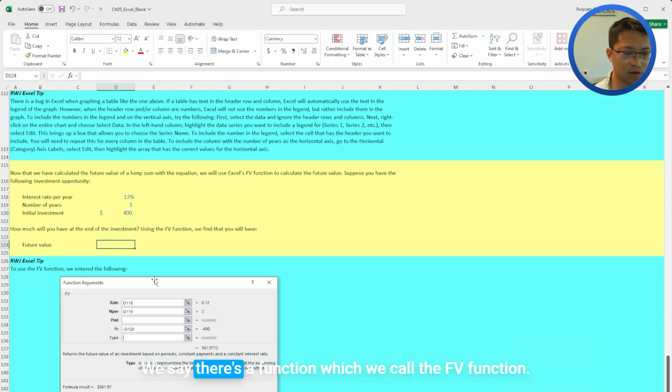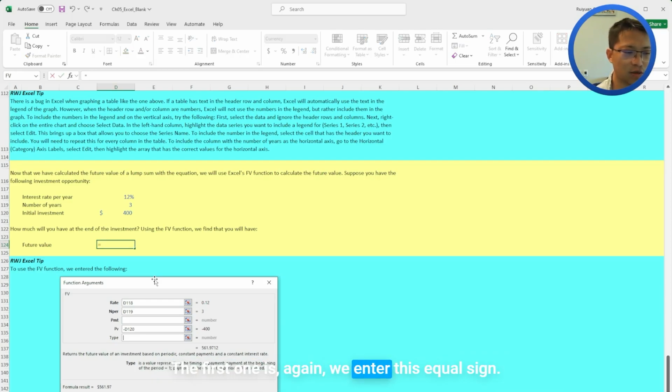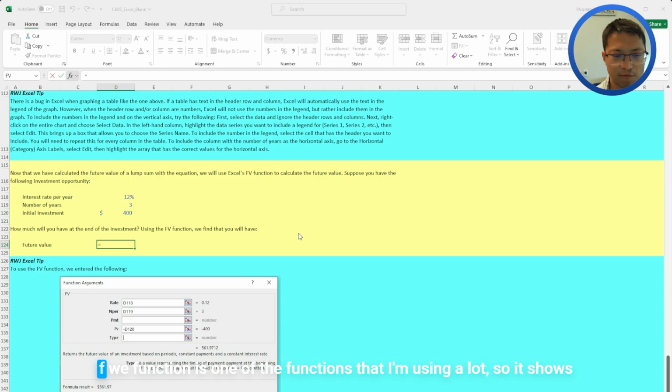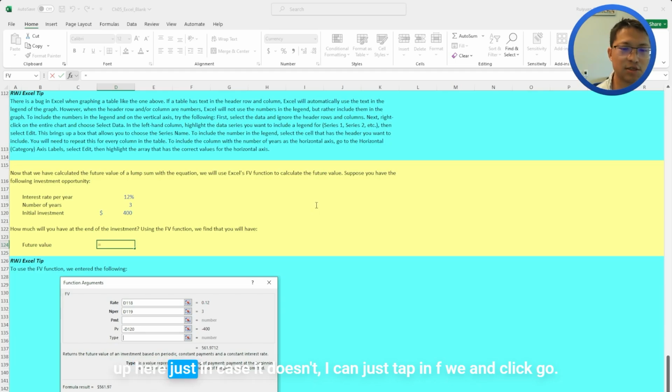There's a function which we call the FV function, right? There are 2 ways that we can get this function. The first one is, again, we enter this equal sign. And if we go above, you see the insert function here. If we click it, you can search for the function. Because the FV function is one that I use a lot, it shows up here. Just in case it doesn't, I can just type in FV and click go. It will show up, right? So this is the FV function.